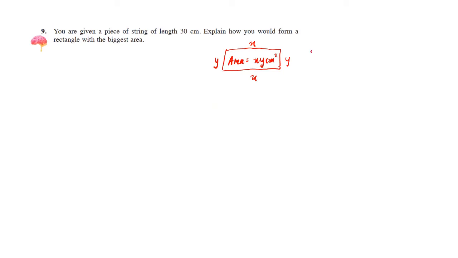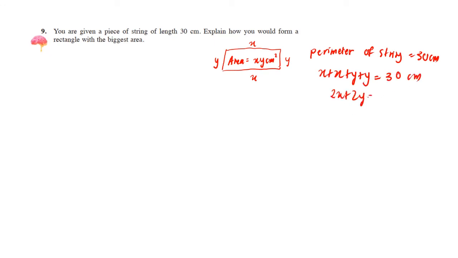All right, which means that the perimeter of the string, which is 30 cm, is also X plus X plus Y plus Y equals 30 cm, which means 2X plus 2Y equals 30, X plus Y equals 15. What that means is that the base plus the height should give you 15 cm. Okay, so now we can try and error all the shapes.